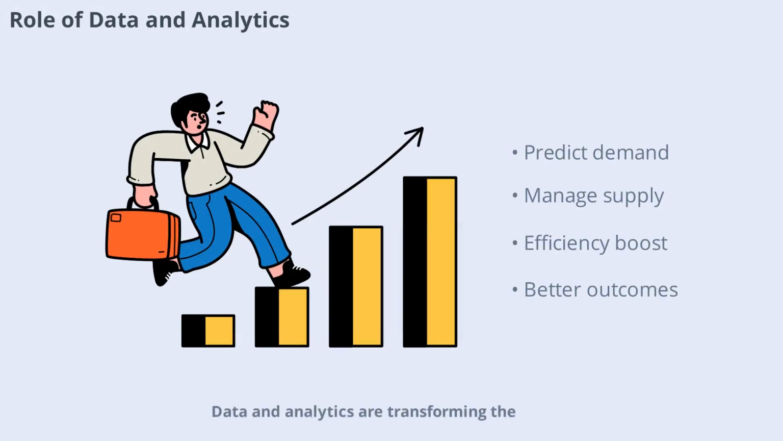Data and analytics are transforming the medical market by helping providers predict demand, manage supply, and improve efficiency. Electronic health records, big data, and artificial intelligence allow for better planning and resource allocation. These tools can help balance supply and demand, leading to better outcomes for patients and providers.